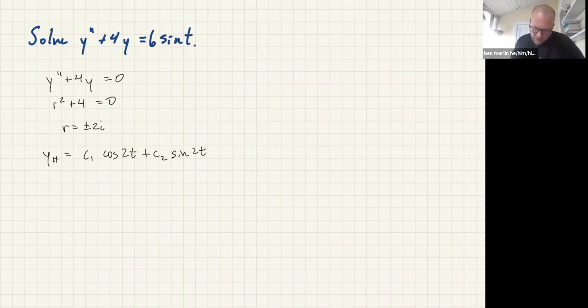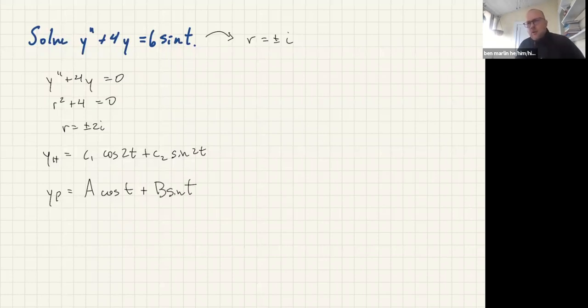And now we need to figure out what our y sub p is. Taking a look here, we've got 6 sine t. That means the coefficient of the t in there was just 1, not 2. If we think about what the index would have gone with that, it would have been r being plus or minus 1i as opposed to r being plus or minus 2i. So our non-homogeneous term and our homogeneous terms don't share a root. Once we know that, we can go ahead and write A cosine t plus B sine t.